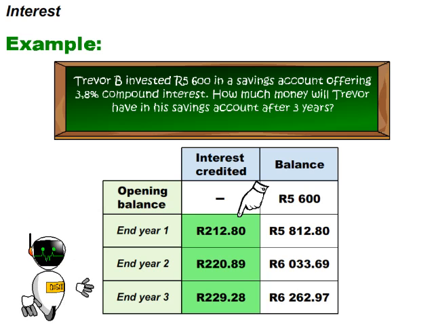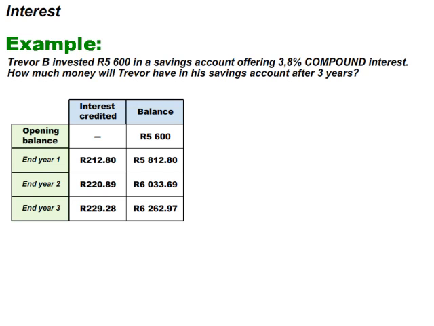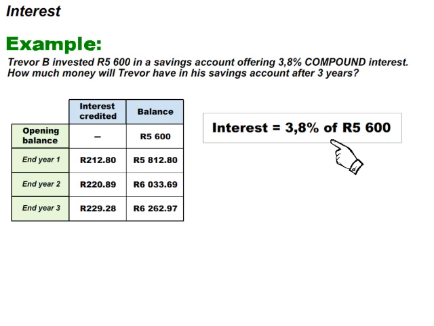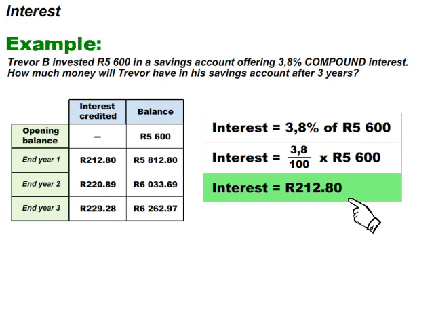Phoenix, show us how these values are calculated. To calculate the interest he earned in the first year, we work out 3.8% of 5,600 Rand. So, the interest earned after the first year is 212 Rand and 80 cents. Adding the interest earned in the first year with the opening balance, we should have 5,812 Rand and 80 cents.